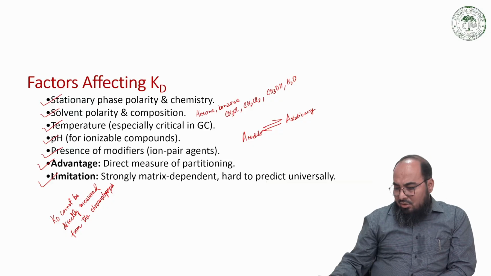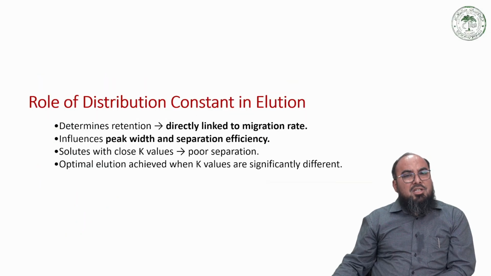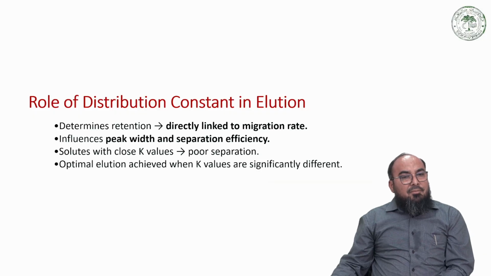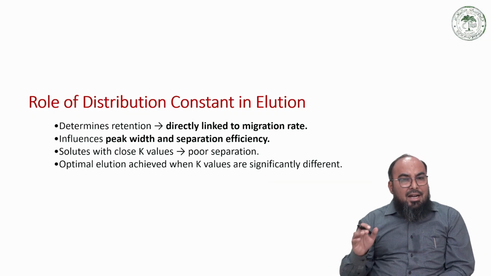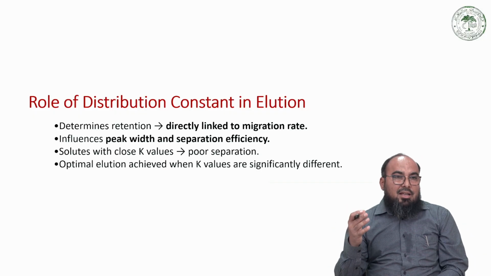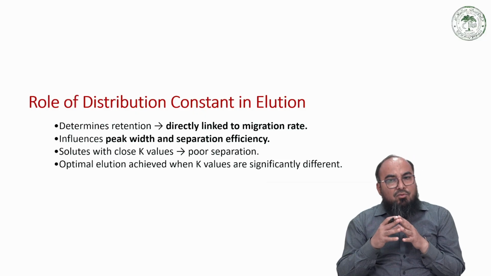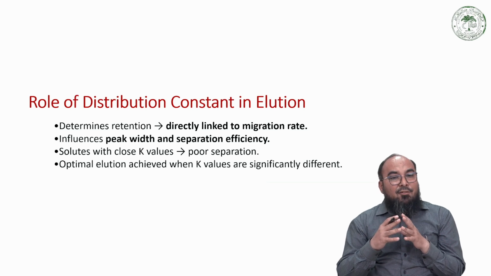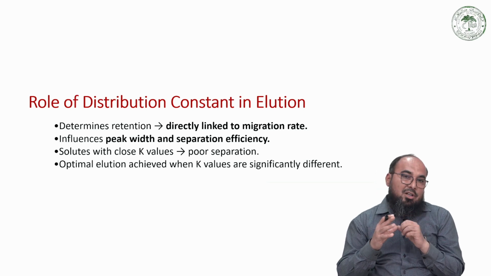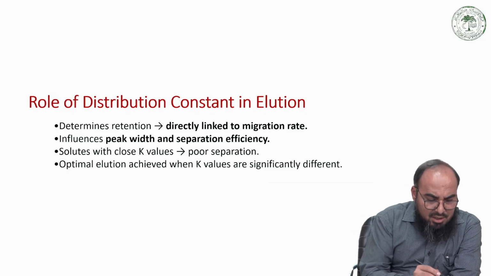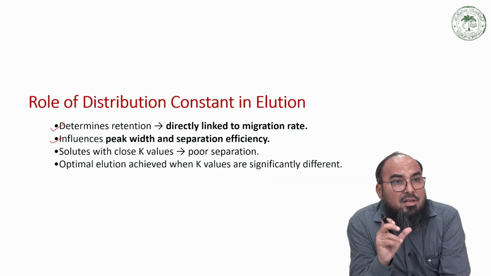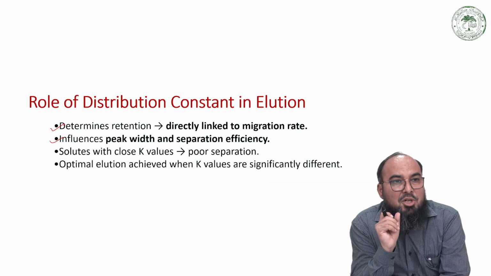Okay. So now, with regard to the distribution constant, what is the role of KD actually? KD gives an idea about the retention. Now, this KD is directly linked with the migration rate we have seen in the previous slide. And at the same time, this KD value influences the peak width and separation efficiency. Now, this point is worth discussing: it influences the peak width and the separation efficiency.